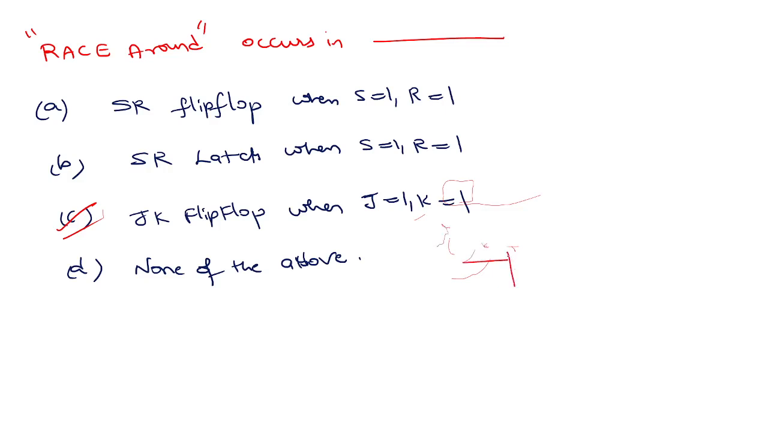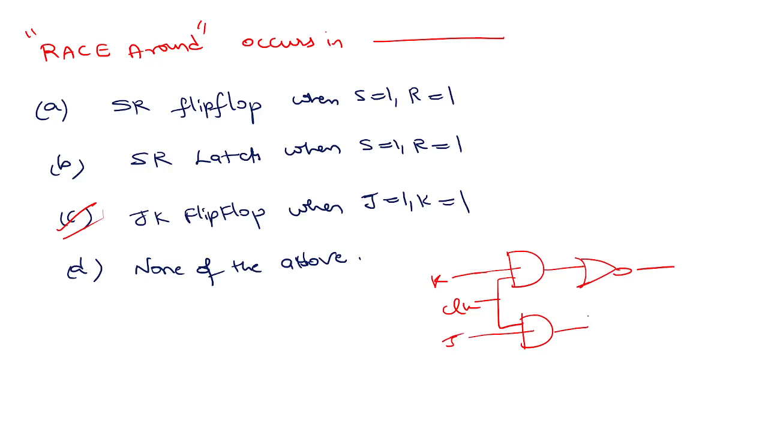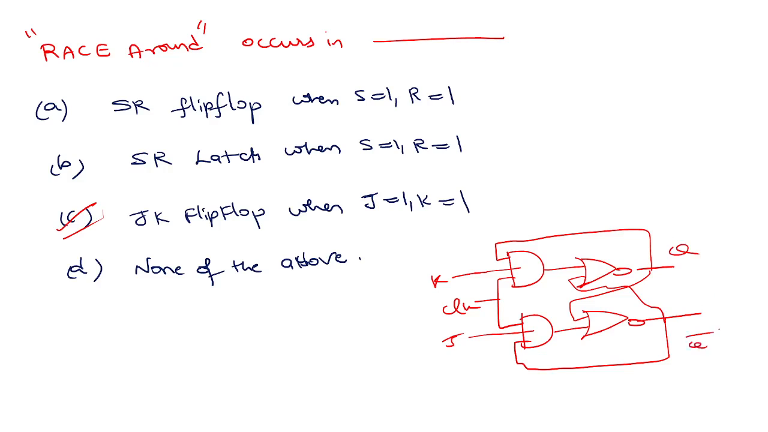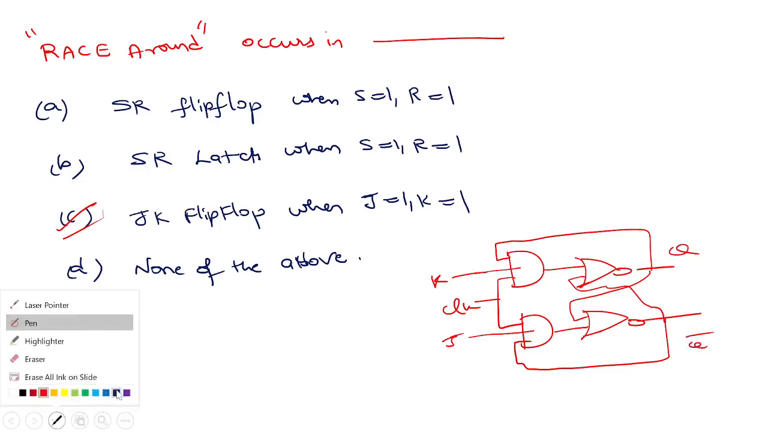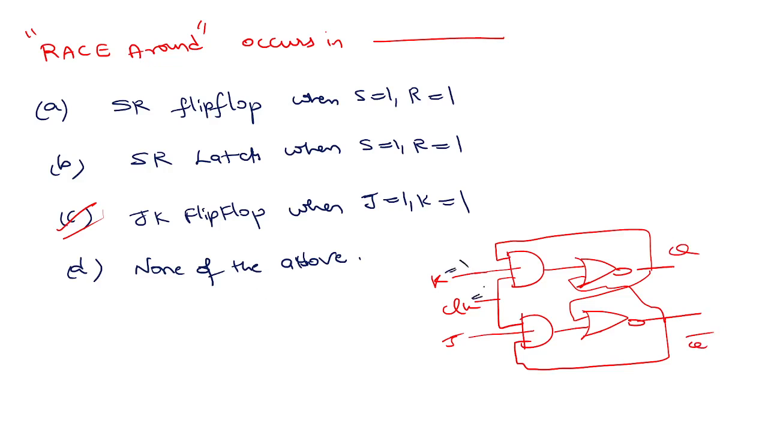So if you look at this, this is your clock, this is your J, this is your K. Then you have your basic latch. Then one will come from here to here, Q, Q bar. Now the issue is the sensitivity issue. I thought people would ask, but no one asked, so I just skipped it. Now when you make J equal to 1, this much we know, right? Let's assume that it is 0.